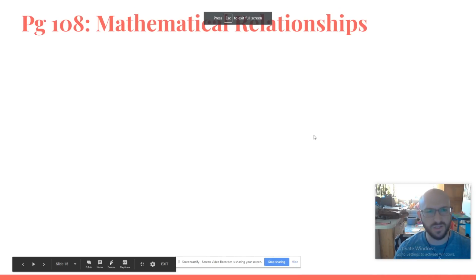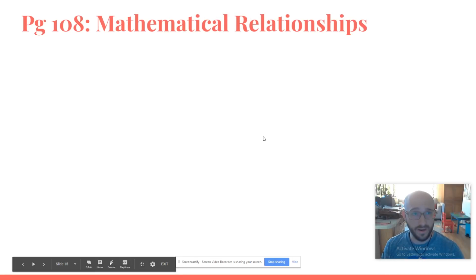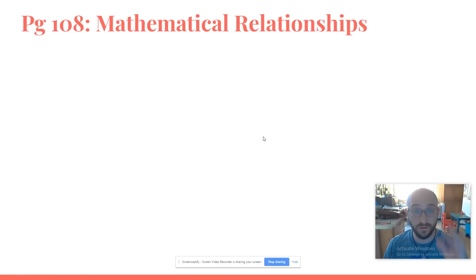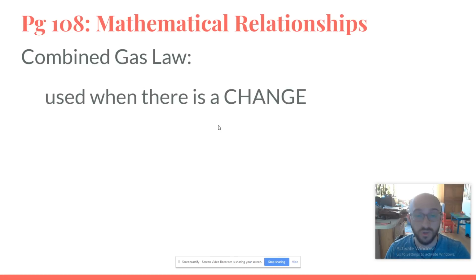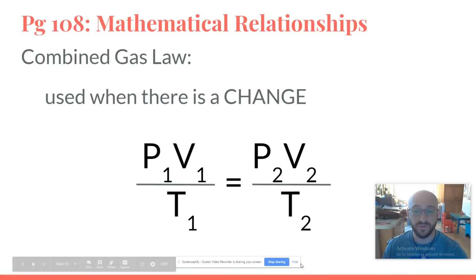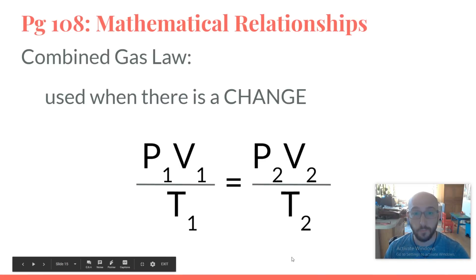All right, so for today's notes, we're not actually taking notes on page 108, I should point out. This is just where we're starting. Because on page 108, we talked about the combined gas law, which we use when something is changing. When pressure, volume, or temperature changes, what is the new pressure, volume, or temperature? To do that, the equation is this.